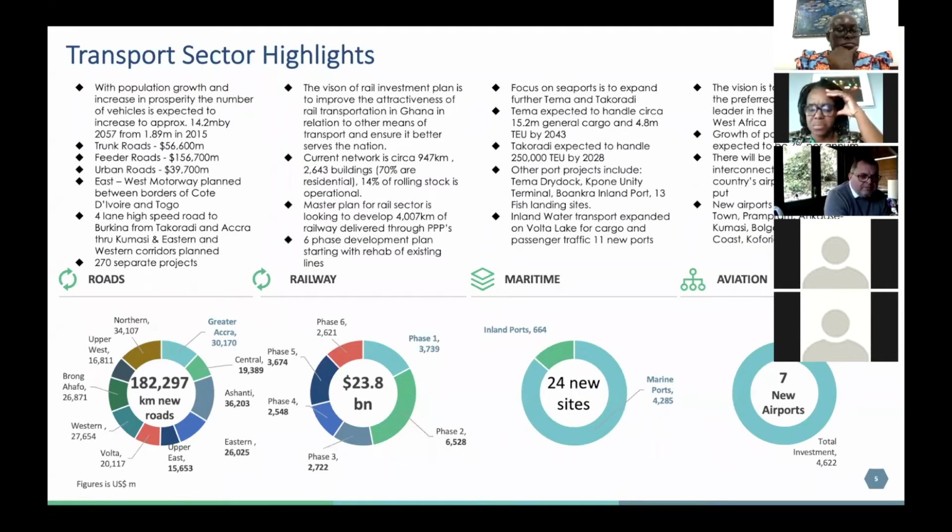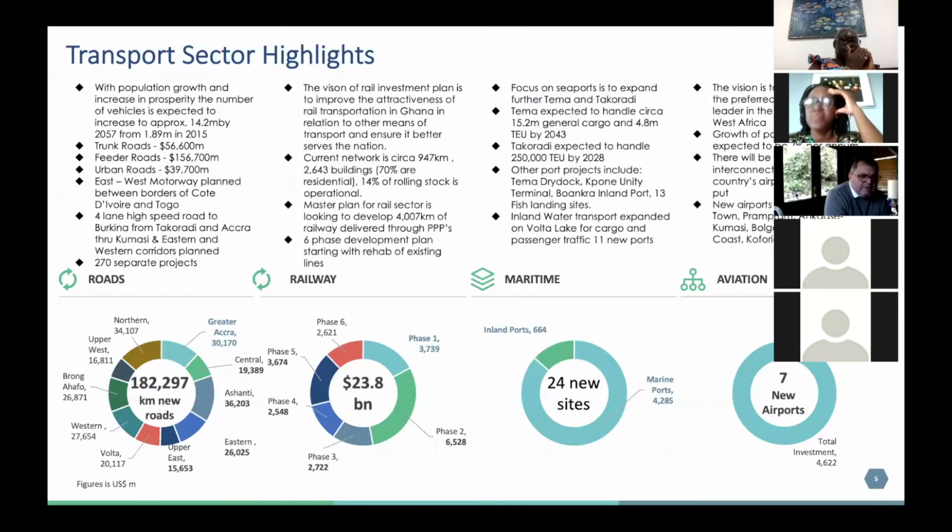The vision of the railway investments has been well articulated. Interesting to see that the current network has 947 kilometers. A lot of it is not serviceable, but they're looking to expand that to 4,000 kilometers. But also within the current holding of the railway company, they have over 2,600 buildings, most of which are residential and dilapidated. And you could see the potential of working with the railway company to refurbish those buildings to add to the houses. The development of the railways is phased over 3 phases.